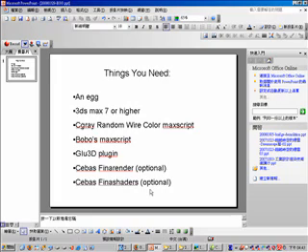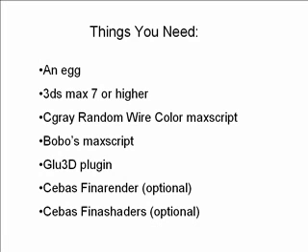So the things you need to create this bullet and egg effect: first of all, you need an egg. You need to buy an egg for yourself, and the program you need is 3ds Max 7 or higher. Also we need the CG Ray random wire color MAXScript to randomly assign a wire color to your eggshell fragments, and we need the Bobo script to convert those egg fragments into particles.